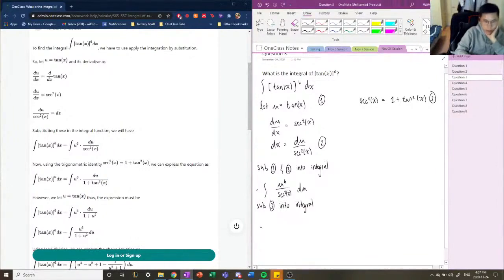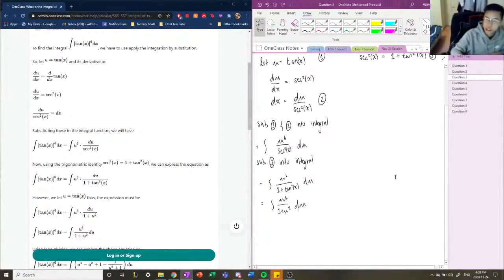And now we get u to the power of 6 over 1 plus tan squared x, du. But we also know that u is equal to tan x, so we can simply write u to the power of 6 over 1 plus u squared, du. Now we're going to need to integrate this. It's not simpler to integrate yet, but we'll make it simpler. So we're going to do some long division of u to the power of 6 divided by 1 plus u squared.